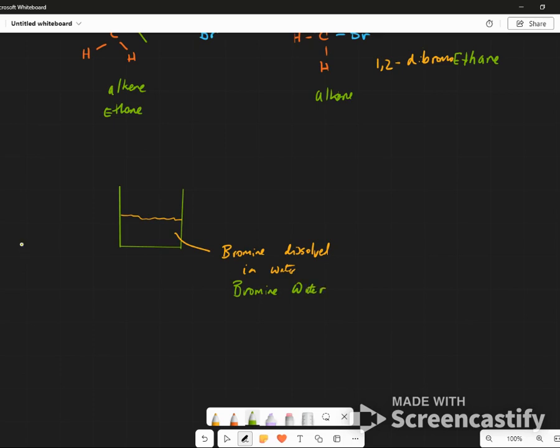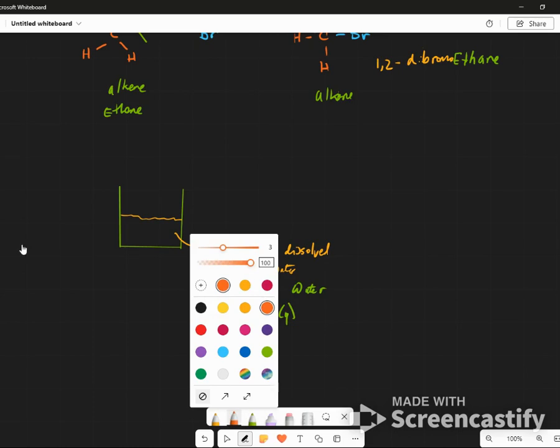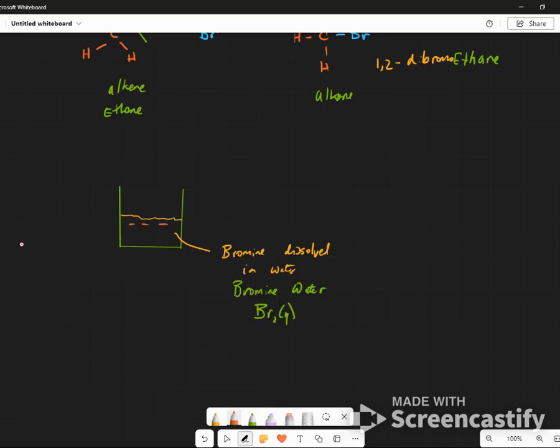We often give it the symbol Br2 (aq). Bromine water has the color of bromine, so it's actually orange-brown, a dark orange-brown color. Now, into this bromine water, I'm going to bubble in some ethene. Ethene goes in there, and there's bubbles.